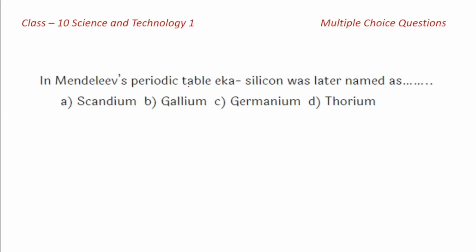In Mendeleev's periodic table, ecasilicon was later named as dot dot: scandium, gallium, germanium or thorium. Correct answer is option C, germanium. In Mendeleev's periodic table, ecasilicon was later named as germanium.